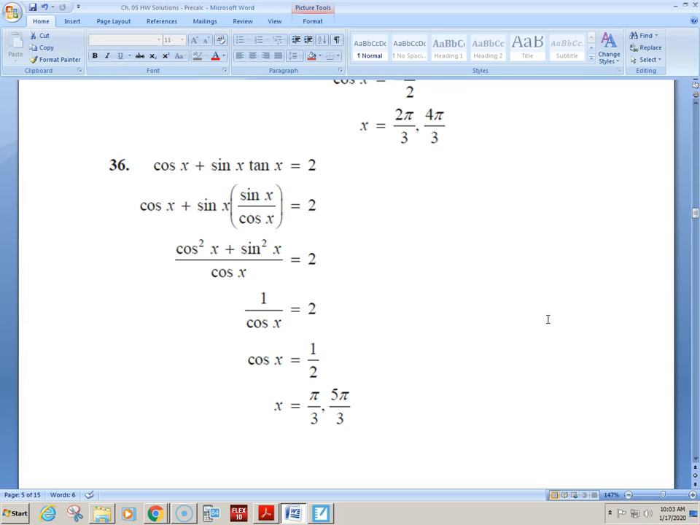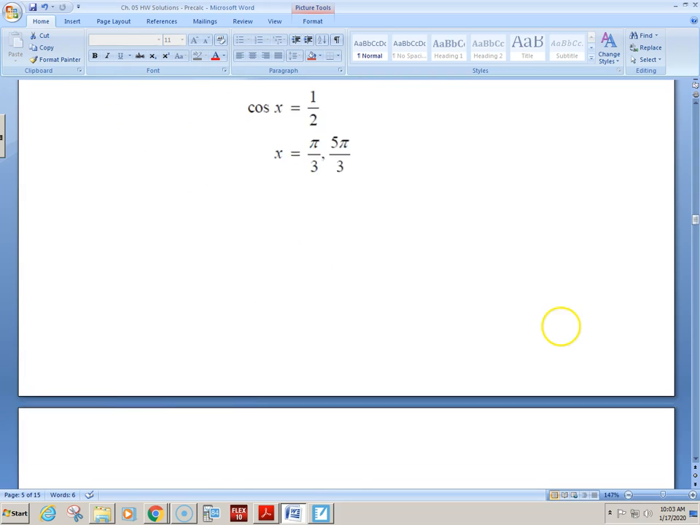Solve, solve, solve. You could have gone to secant, but ew, gross. Who knows secant? Just do cosine and flip it all around. And that's a lot easier. Pi over 3 and 5 pi over 3.